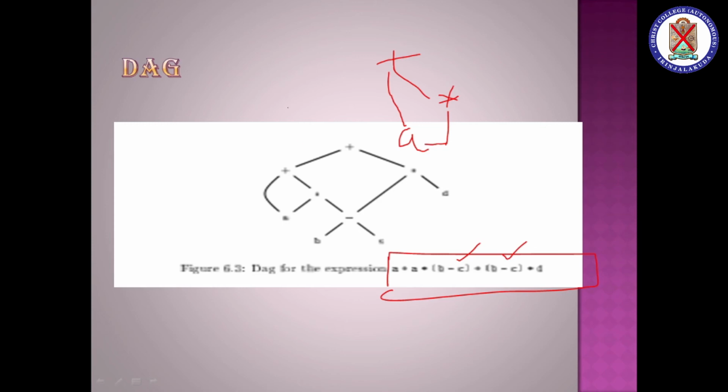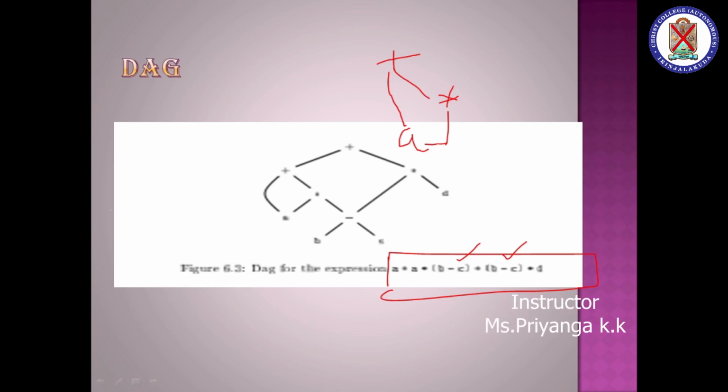DAG is the most efficient representation of an expression. It will eliminate the redundant representation of common sub-expressions or common operands, but it is similar to the parse tree, because in a parse tree also operators are provided in the internal nodes and operands are provided in the leaves. That is the same, but what is the difference? Common sub-expressions and common operands are represented only one time.